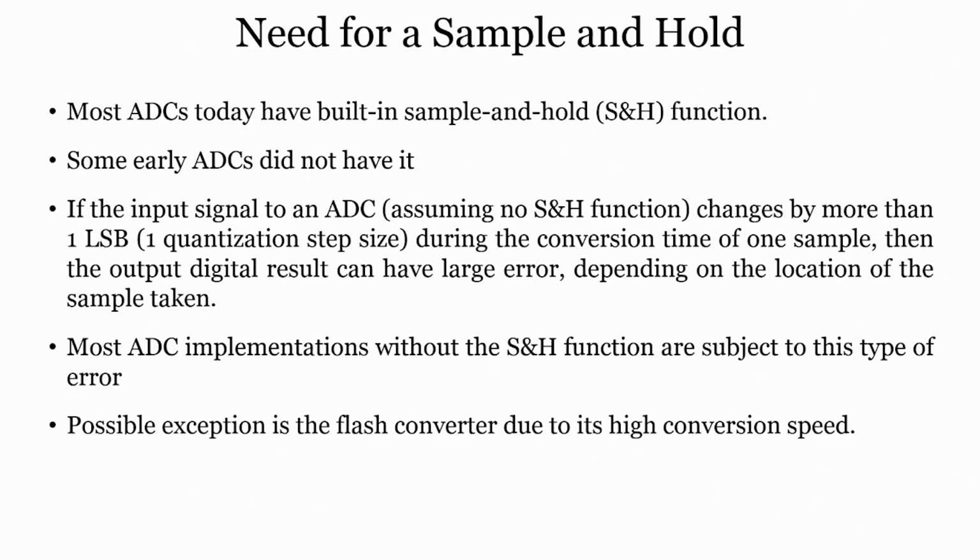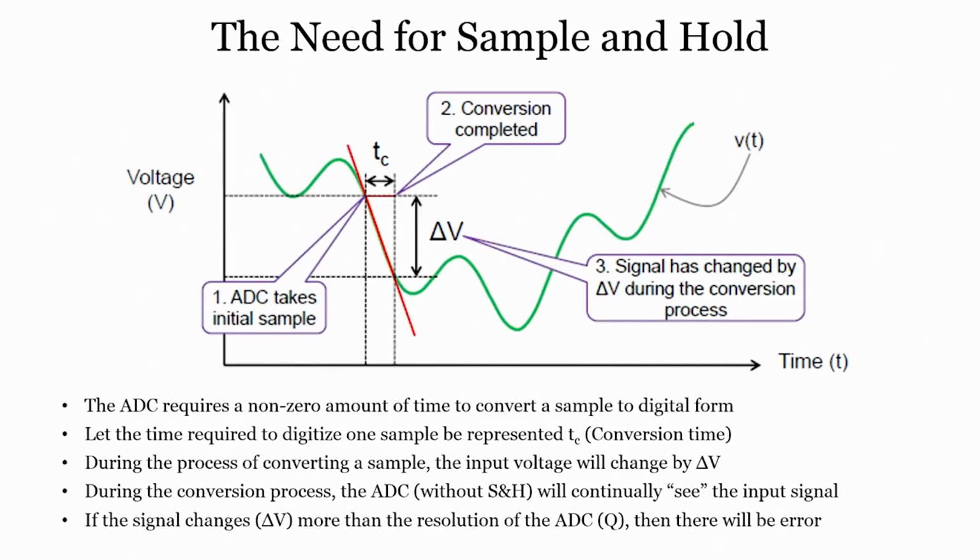What is the need of a sample and hold circuit? Most of the ADCs today have built-in sample and hold circuits. Some early ADCs did not have that, and if the input signal to the ADC changes by more than 1 LSB during the conversion time of one sample, then the output digital result can have a larger error, depending on the location of the sample taken. Similarly, most ADC implementations without sample and hold functions are subject to this type of error, and a possible exception is the flash converter due to its high conversion rate. So, except the flash converter, other ADCs will suffer if you do not use a sample and hold circuit.